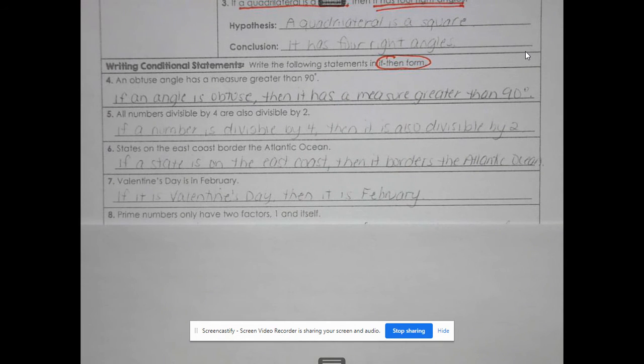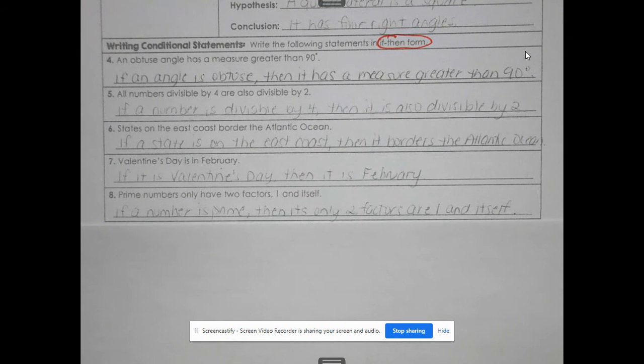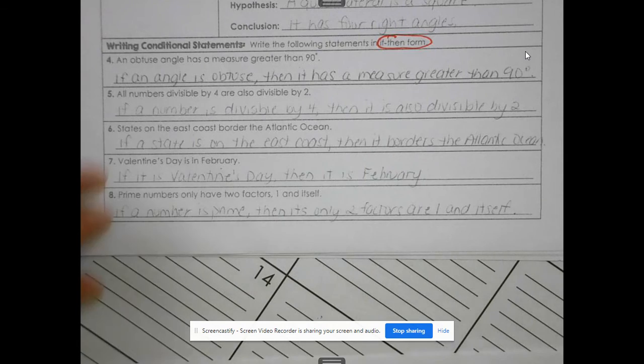Number 8. Prime numbers only have 2 factors, 1 and itself. If a number is prime, then its only 2 factors are 1 and itself. Next page.